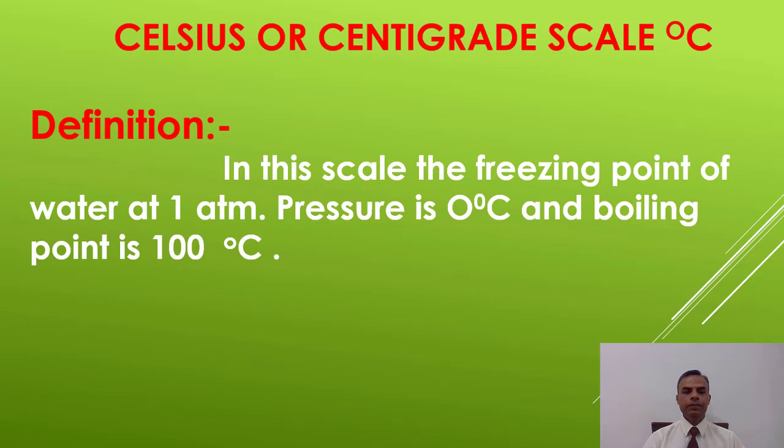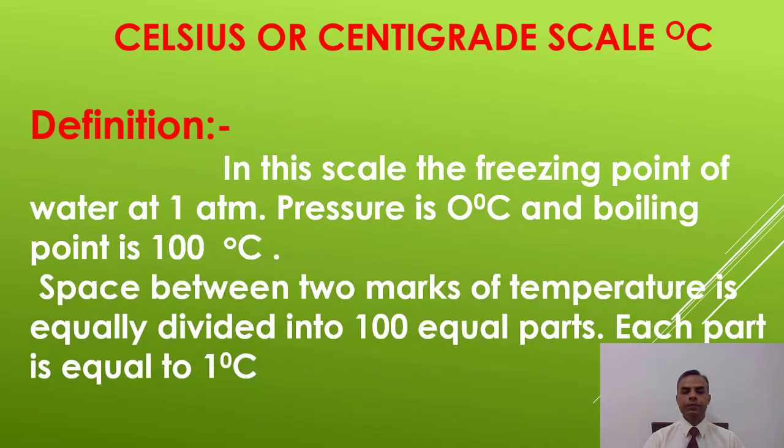Define: in this scale, the freezing point of water at 1 atmospheric pressure is 0 degree centigrade and the boiling point is 100 degree centigrade. The space between the two marks of temperature is equally divided into 100 equal parts. Each part is equal to 1 degree.